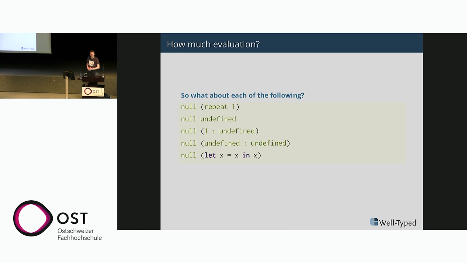Null of undefined, yeah, will crash, right? Because what happens if we try to reduce undefined? We crash. And why do we reduce undefined here? Well, because null is defined in terms of pattern matching, and therefore we have to reduce undefined to weak head normal form. That's triggering a crash. Null of 1 cons undefined is false, right? Because we never look at the undefined. It's already in weak head normal form, we can reduce immediately. Null of undefined cons undefined is false as well, right? And then we have null of let x equals x in x.